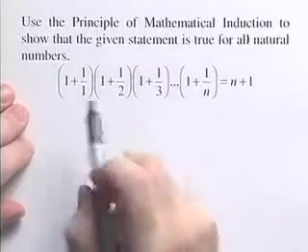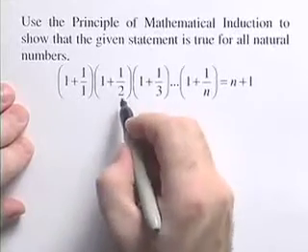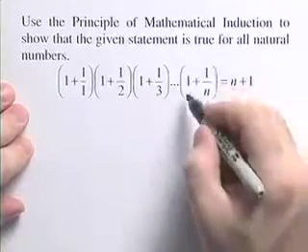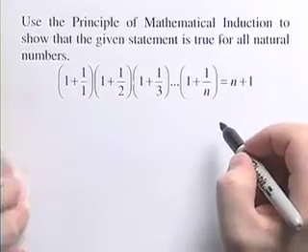For this problem, we're asked to use mathematical induction to prove that a statement is true for all natural numbers. We want to show that this statement, (1 + 1/1)(1 + 1/2) ... (1 + 1/n), is equal to n + 1.